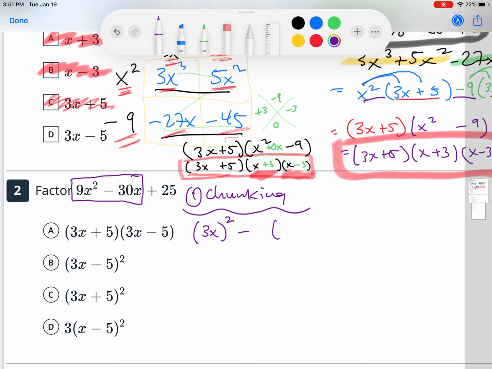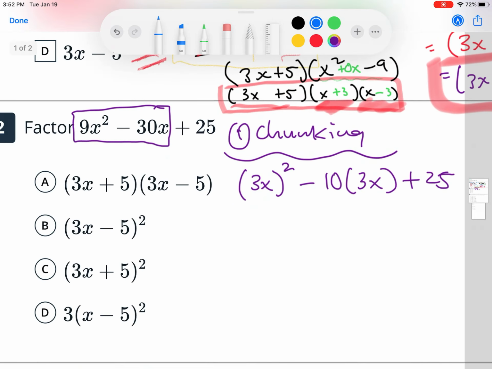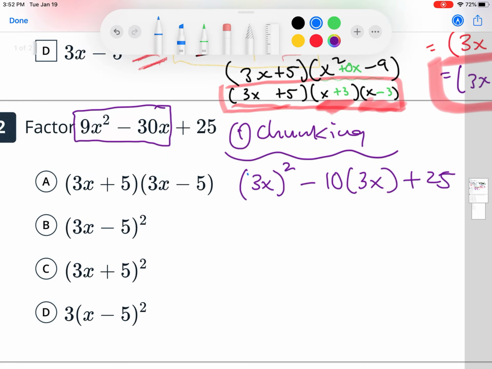Now I have to think of something where 3x times something equals -30x. That would be a 10. And this would be a 25. So my substitution, let's go ahead and highlight this in blue. My substitution, let's use, I don't know, let's use a triangle. Triangle equals, well, it looks like a box already, doesn't it? Let's just do that. Box equals 3x.